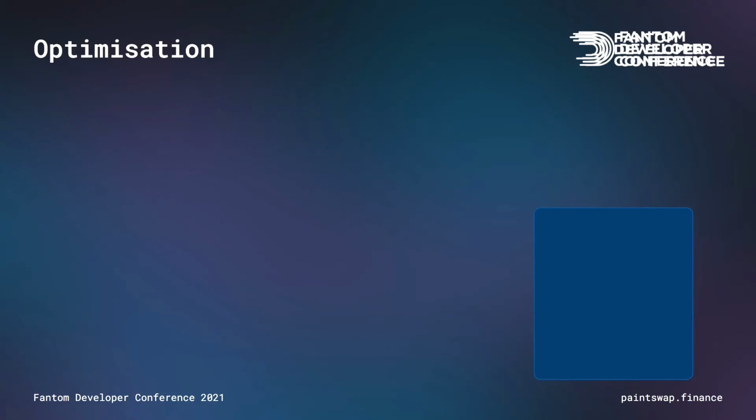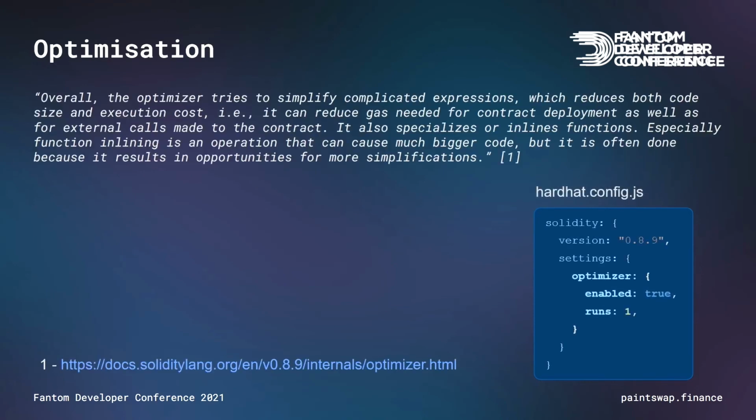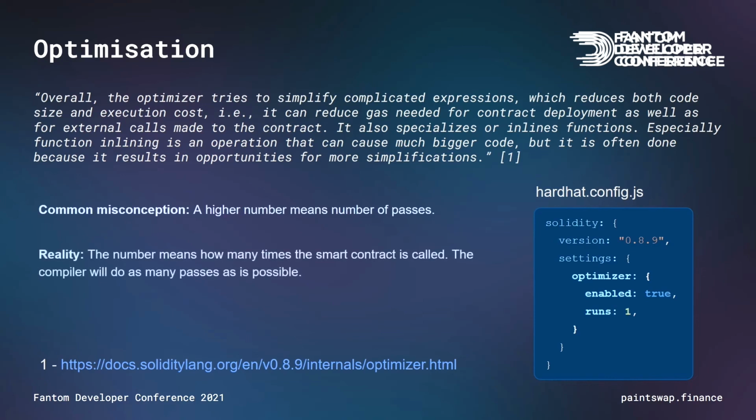So for all the examples that I've shown in this talk, I've used the optimizer with a runs setting of 1. And to set the optimizer in Hardhat, you would update the config file like so. A common misconception is that the value for runs is how many times the optimizer is going to run, but that's not actually the case. What it means is how many times you expect the smart contract itself to run. So a higher value would tend to more gas-efficient code at the expense of contract size. So a lower value would give you a better contract size for the deployment, but not necessarily optimized for gas usage.